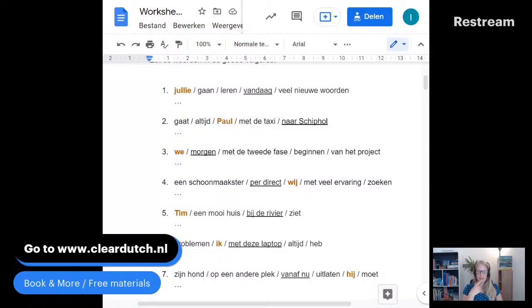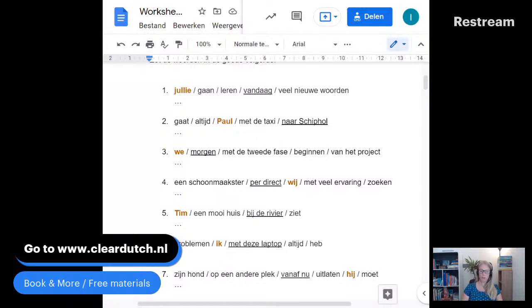Tim ziet een mooi huis bij de rivier. Bij de rivier means at the river, so this is the place. It goes at the end. If you make it with inversion, bij de rivier ziet Tim een mooi huis. Heel goed, Renata. Ja. Ik heb altijd problemen met deze laptop. Or starting with met deze laptop: met deze laptop heb ik altijd problemen. Altijd is the time, so it goes at the beginning of your rest. En de laatste.